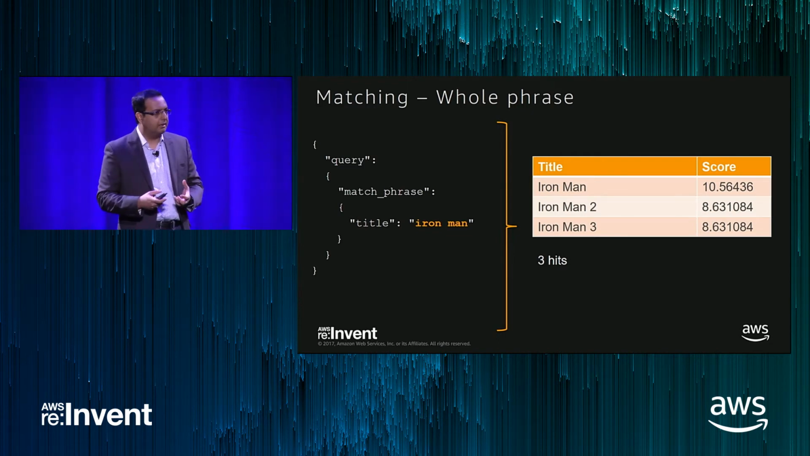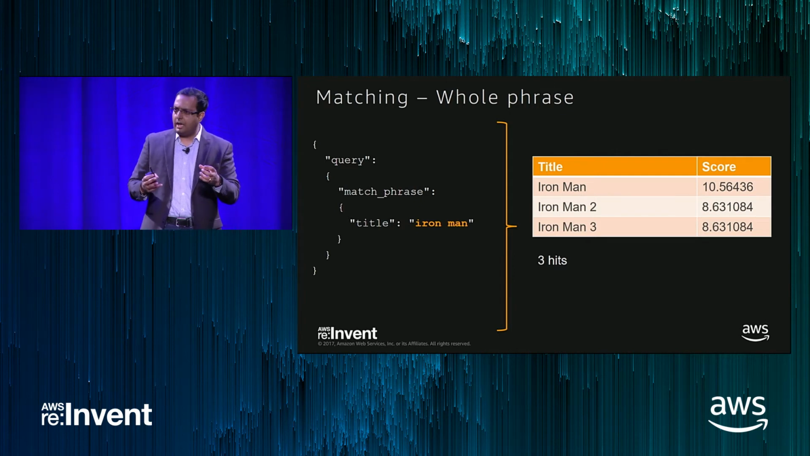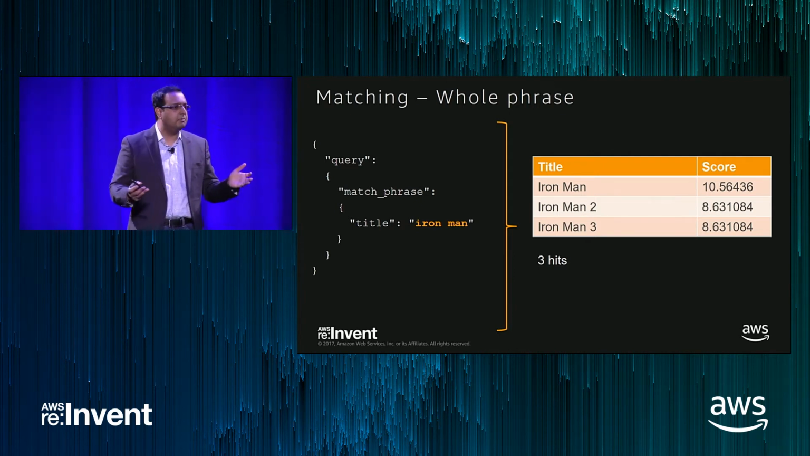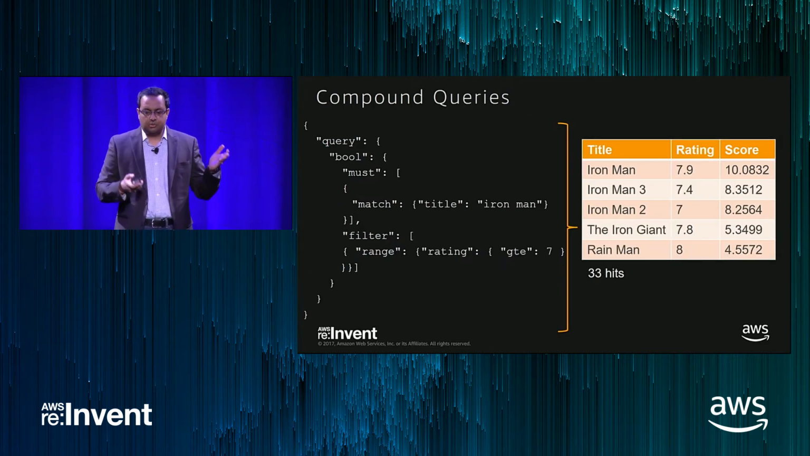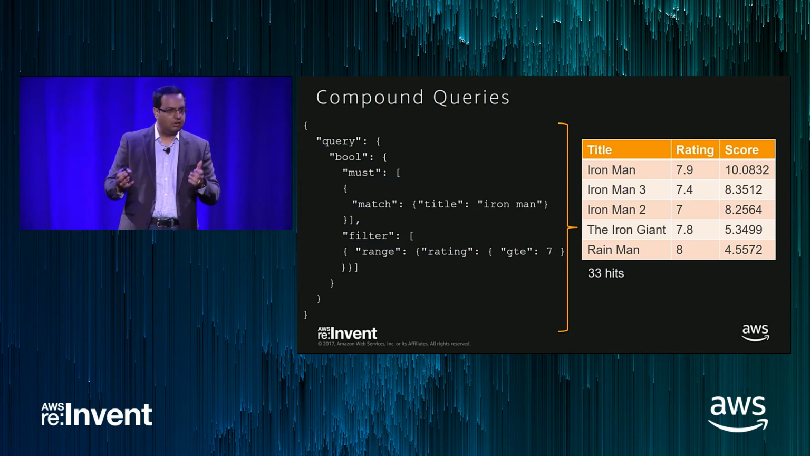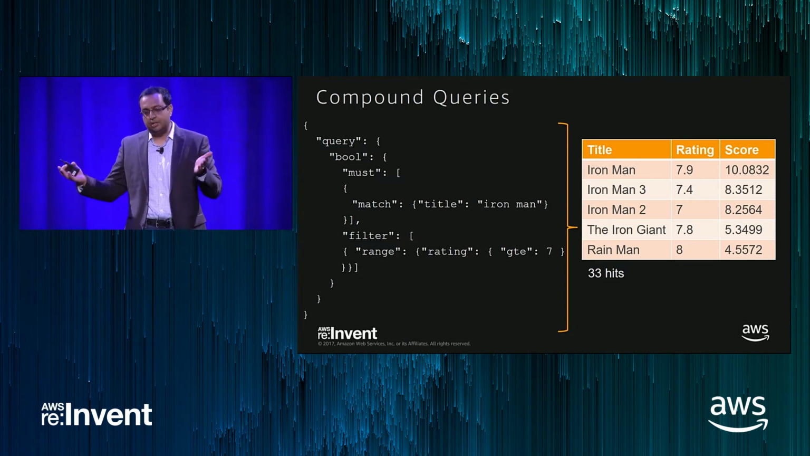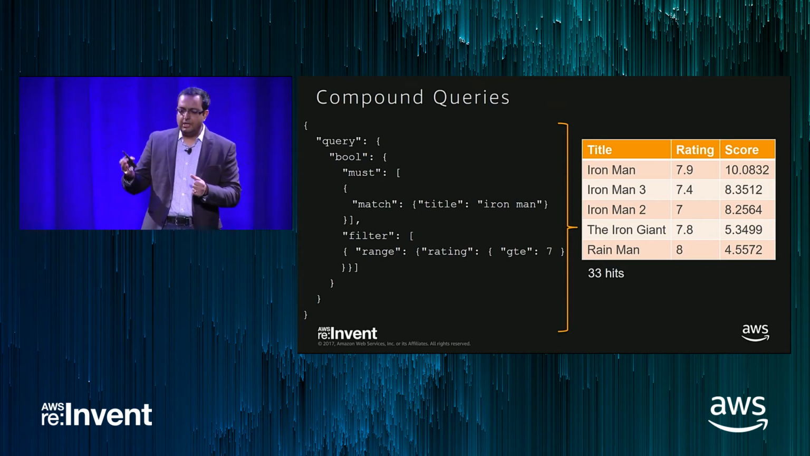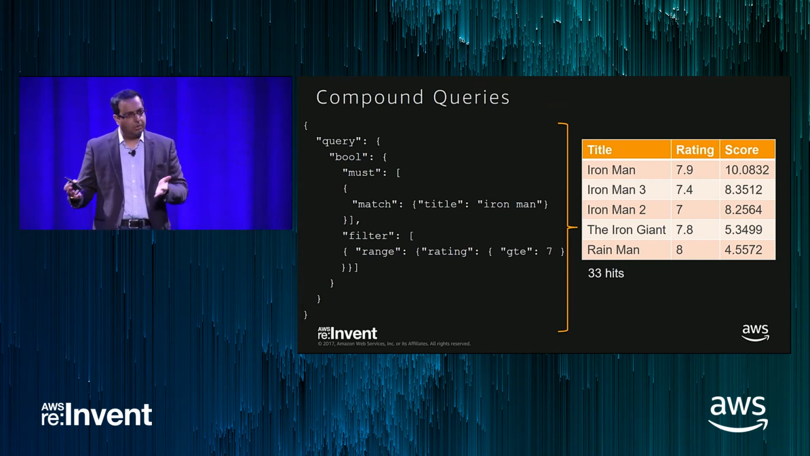Now let's say you want to have some more complex queries. Let's make it a bit more complicated. Let's say you want to match all Iron Man movies, and you want to return only those that are rated more than 7. So here's what you do. You say match title Iron Man, and you say rating greater than or equal to 7, and it returns to you 33 hits instead of the 77 hits that we just saw. Now here, all of them are rated 7 or more.